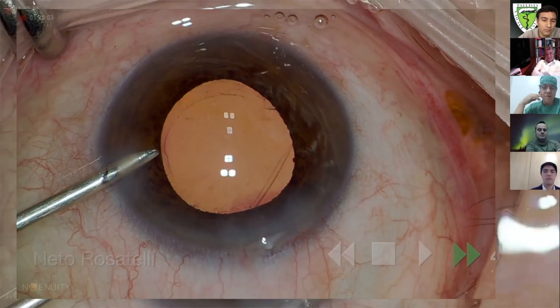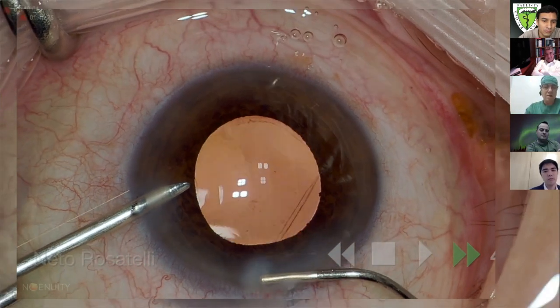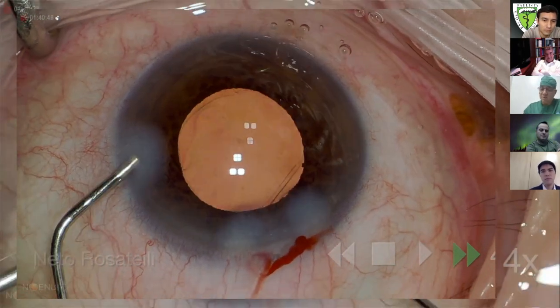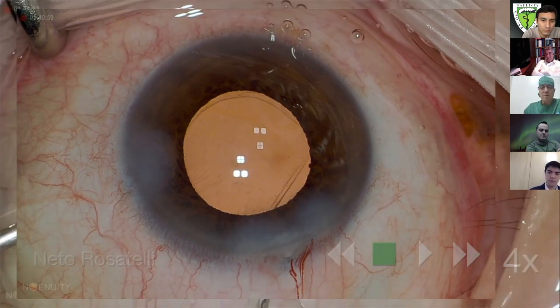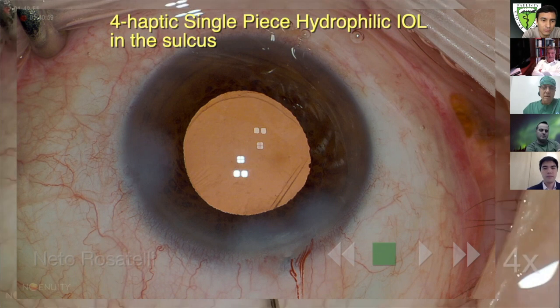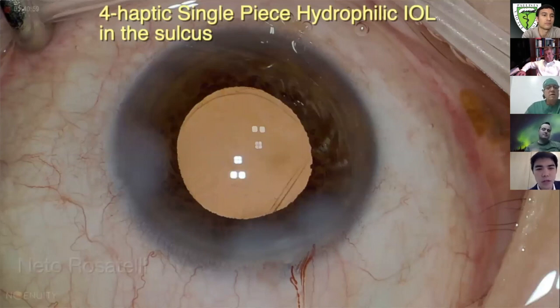And I really should say that's not what I advocate, but I sometimes do that. And I know from personal communications that a lot of surgeons do that, but many people don't tell. And I would like to see how the audience manages these cases when there is no alternative IOL present at the operating room. So we end up with a four haptic single piece hydrophilic IOL in the sulcus.